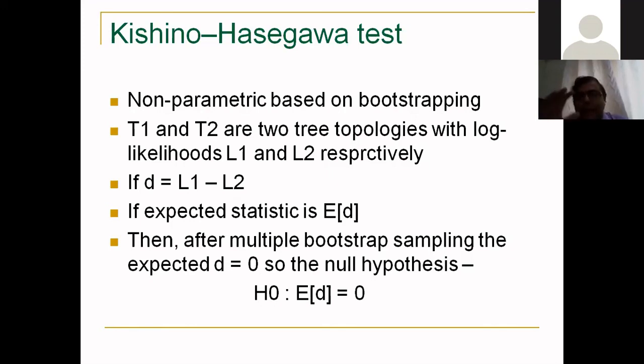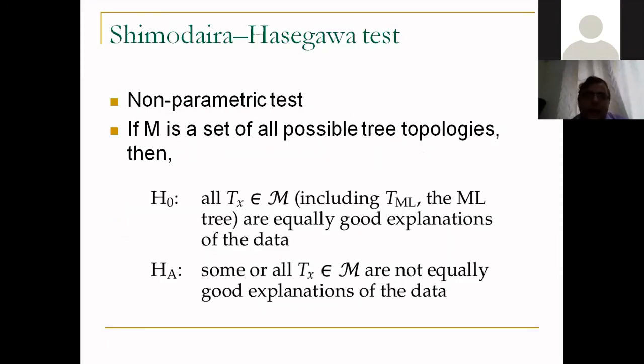Again, these are very complex topics, so I'll not go into details of most of them, but there are tests like the KH test, which will look at different tree topologies, and the null hypothesis checks various null hypotheses. And this is the SH test, which again is a non-parametric test and checks for alternate topologies of your trees.